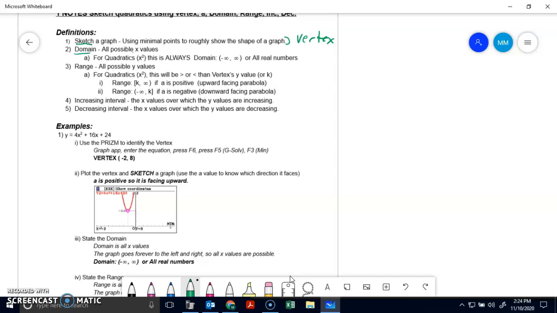Domain is the set of all possible x values. For quadratics, and really for all the polynomials, x to the third and x to the fourth, domain's always going to be all real numbers. Every number is possible. And we would denote that as negative infinity to positive infinity. When you write an interval like this, this says this is the lowest number or the lower boundary. This is the highest number or the upper boundary. The lowest x value you can get is negative infinity. The highest x value is positive infinity.